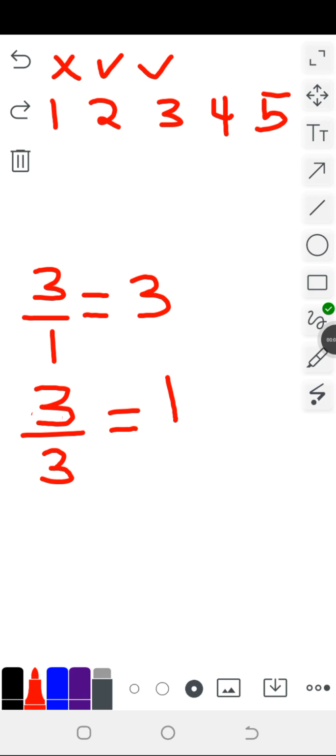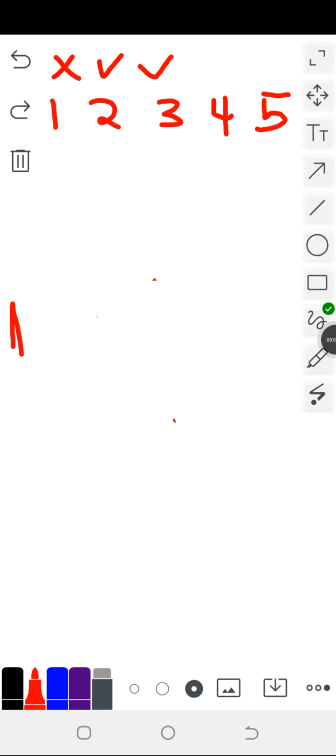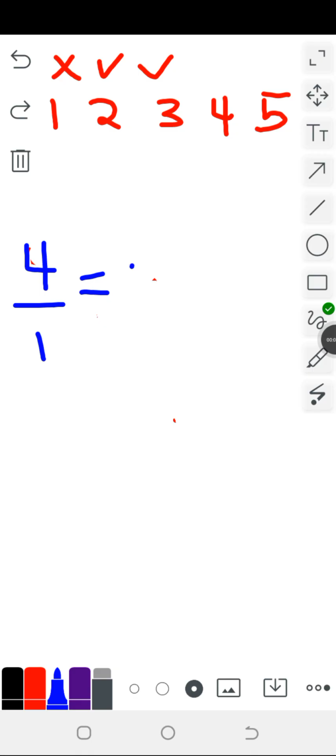Now, the next natural number after 3 is 4. Is 4 a prime number? We say no. Now, we know that 4 can divide 1 to give us a whole number, which is 4. 4 can divide itself, which is 4, to give us 1, which is a whole number.